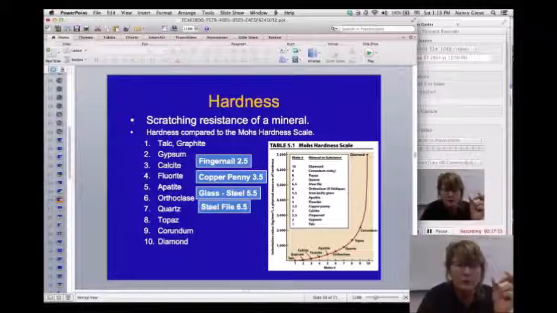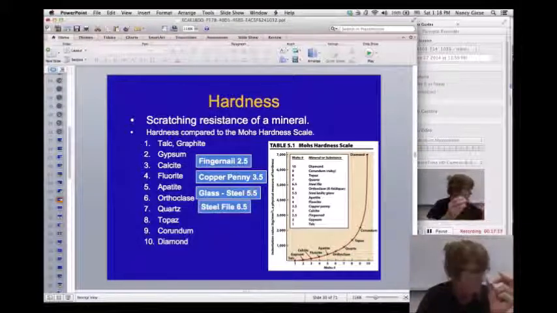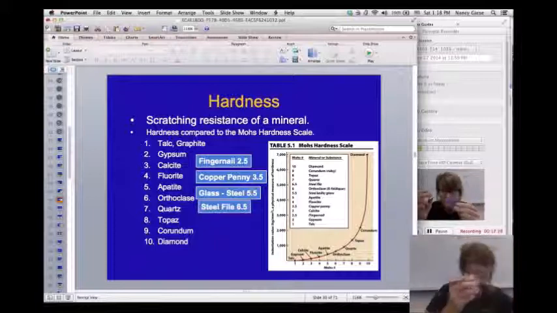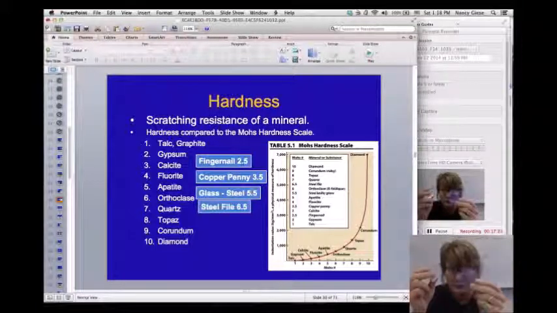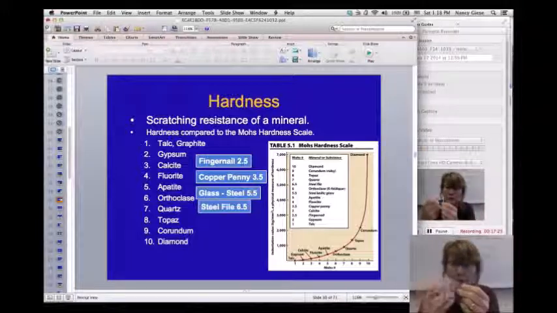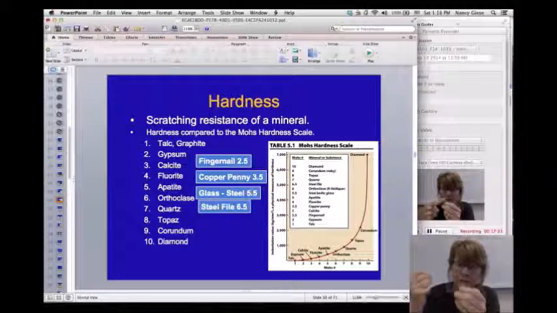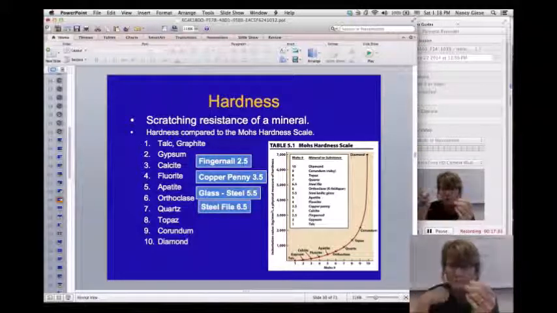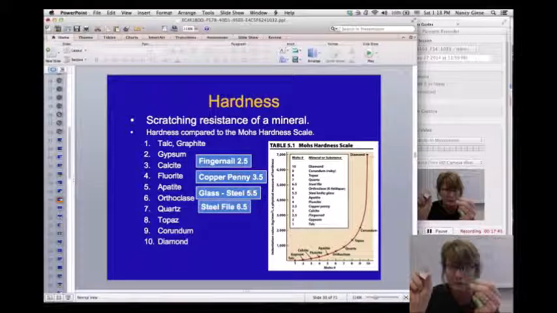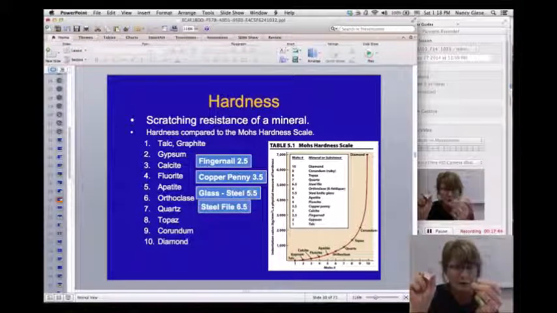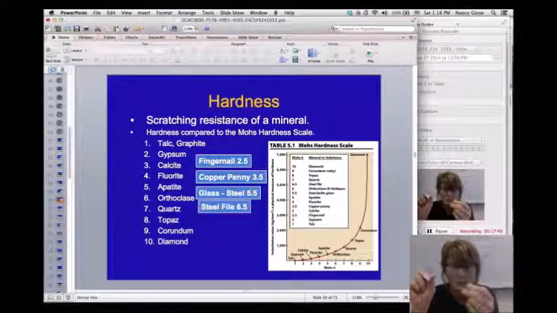Well, maybe then you say, well, I know that a glass plate has a hardness of 5.5, and I have a glass plate in my mineral identification kit. So if I take a corner of the mineral and I rub it directly on the plate, nothing. So what does that tell me about the hardness of this mineral? It has a hardness greater than 2.5 because it is not scratched by my fingernail, but it has a hardness of less than 5.5 because it cannot scratch the glass.